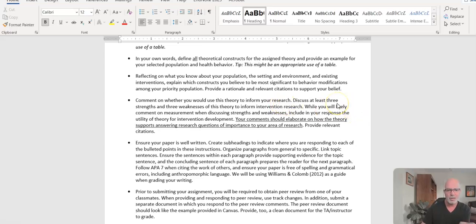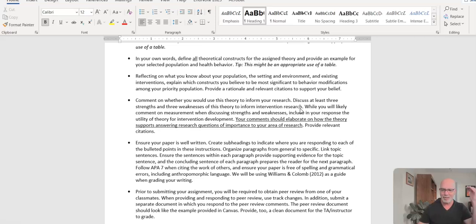Similarly, we tell you to list 3 strengths and 3 weaknesses, but we don't just say list it, we say discuss. A bulleted list, guys, is not a discussion. 3 sentences slapped together with no further explanation or discussion about why these strengths or weaknesses might be relevant for intervention development and evaluation for your population and your behavior. If you aren't doing all of those things, your response is insufficient, right?